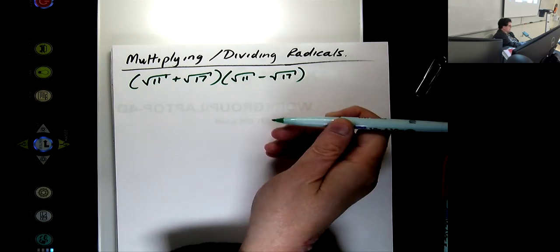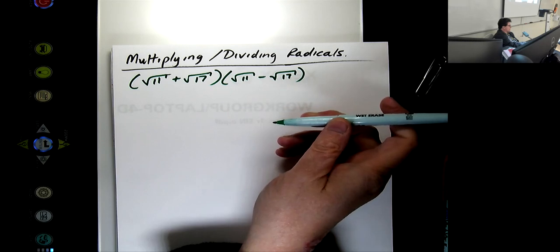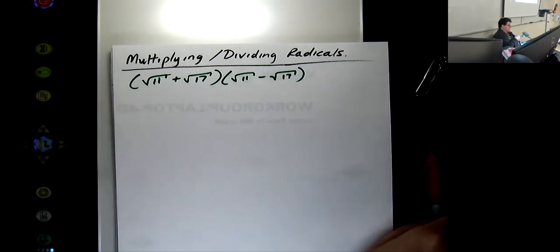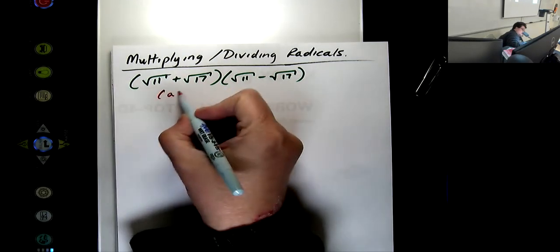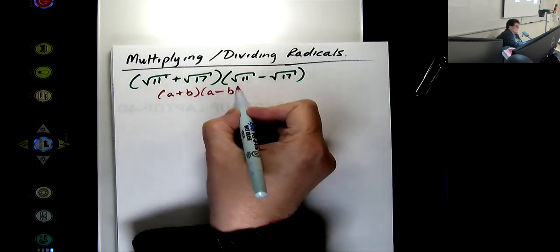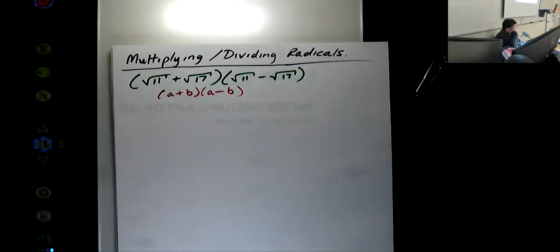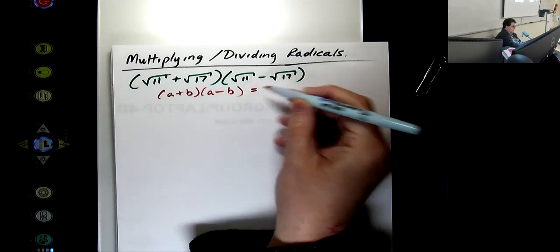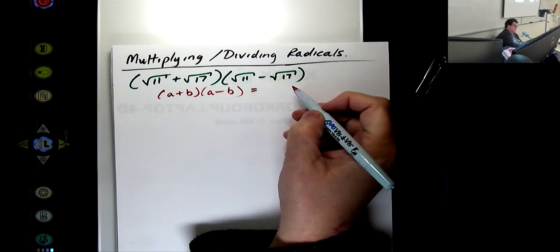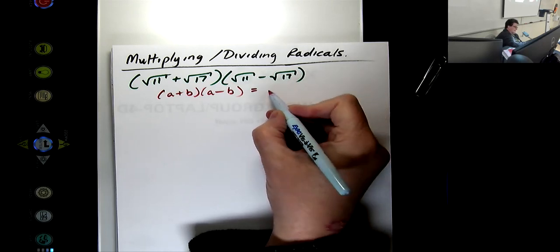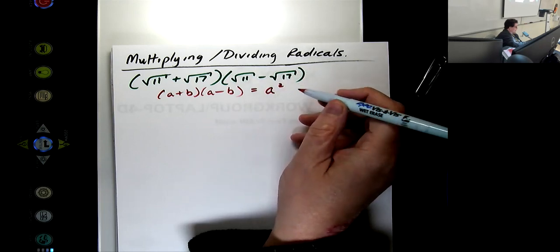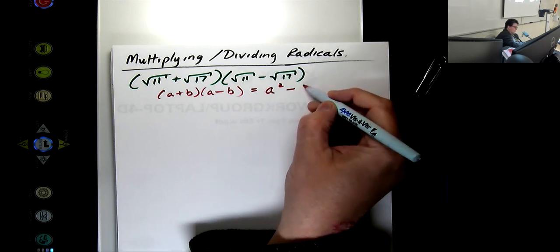Does this look like something similar if I didn't have the radicals in there? This is a little like a plus b times a minus b. Anyone remember what that equals? Anybody? A squared plus or minus b squared? You're thinking Pythagorean formula, but you were close. It's a squared minus b squared.